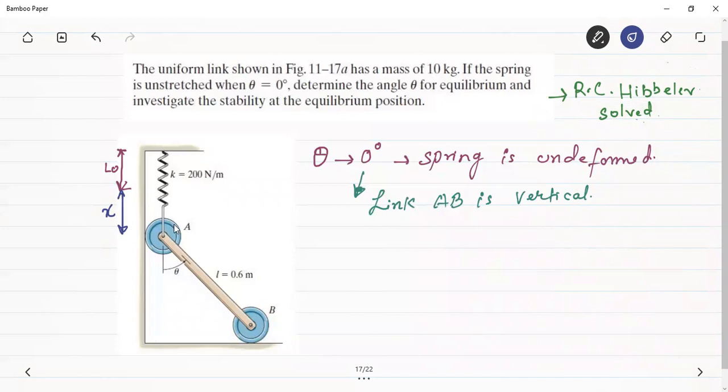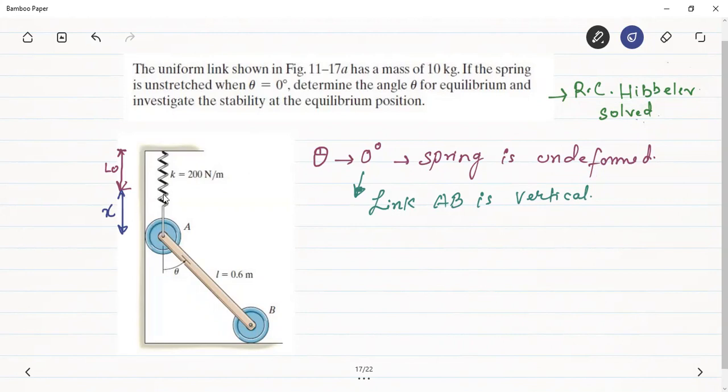One can also see that the displacement, or rather the extension in the spring, will depend upon the vertical displacement of the roller. Initially the roller was here, the spring was undeformed, and the distance traveled by the roller in the vertical direction will be equal to the extension of the spring. So in this position, when this link is making an angle of theta with the vertical, the spring is in the stretched state, or we can say that it is in the extended state.